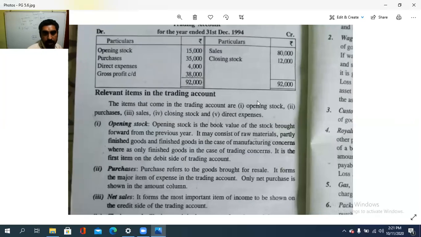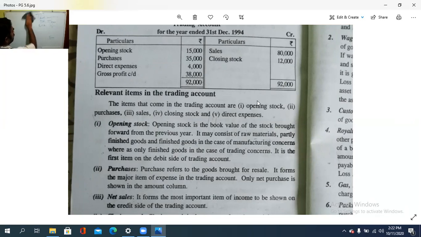So 35 plus 10, 45 plus 5, 50, 54,000 minus 92. So it is 38,000 is the total. So, gross profit carried down. This is the format for a trading account. Clear? We will see more problems with the trading account.